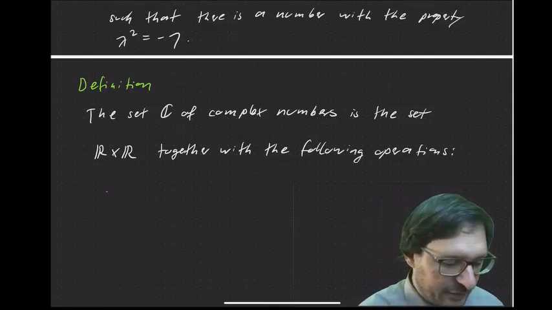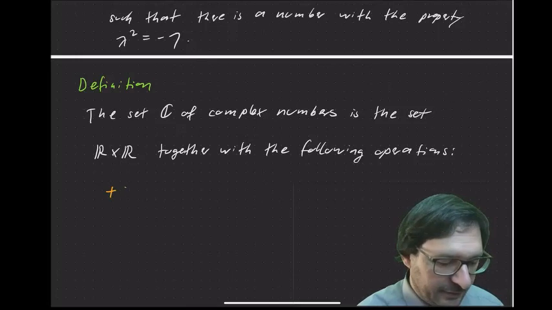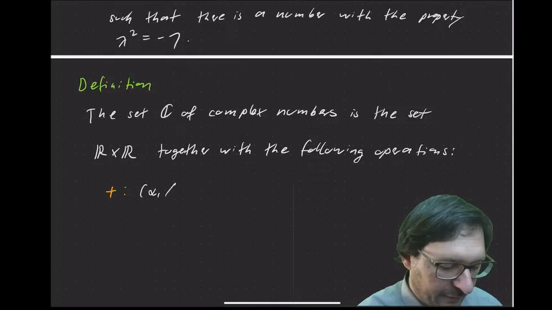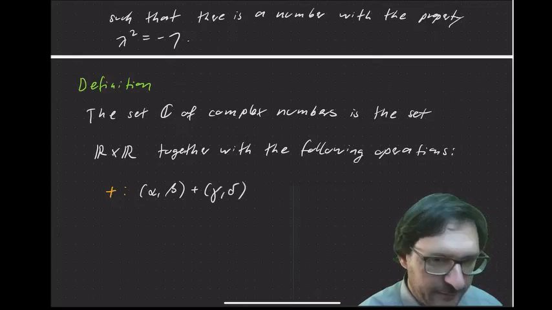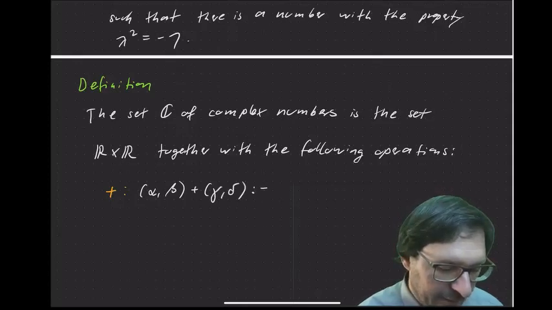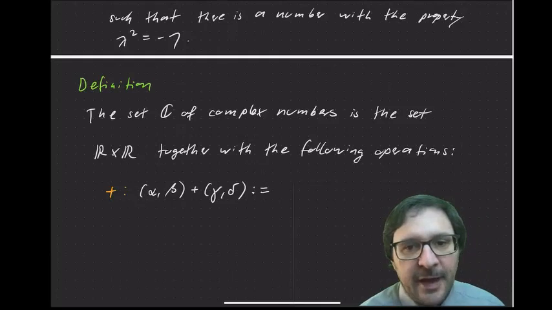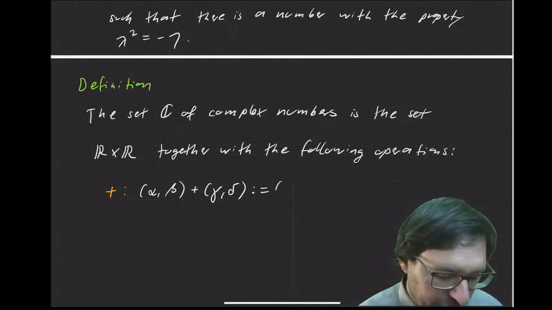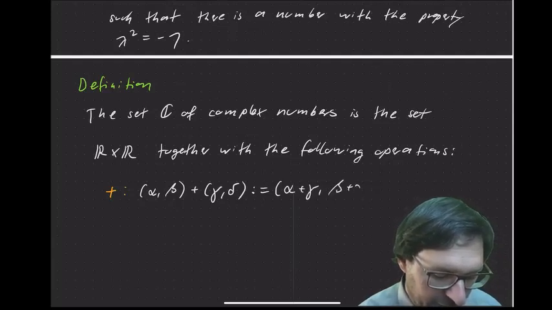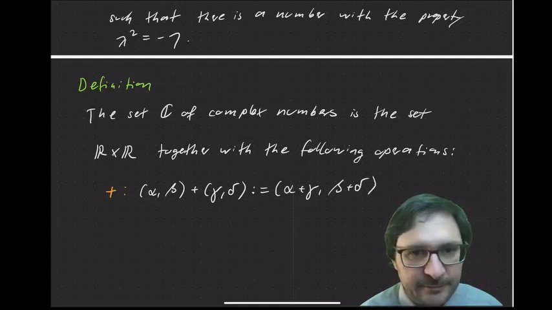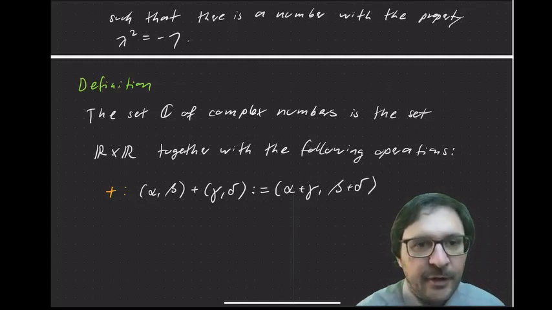Okay, so first the addition, that one is straightforward. So if we have a pair alpha beta, and we add another pair gamma delta, then adding these parts together just works component wise. So we just say, well, that is alpha plus gamma and beta plus delta.